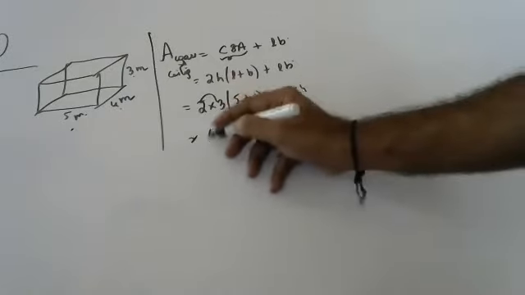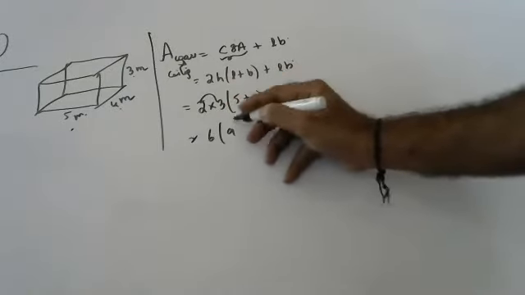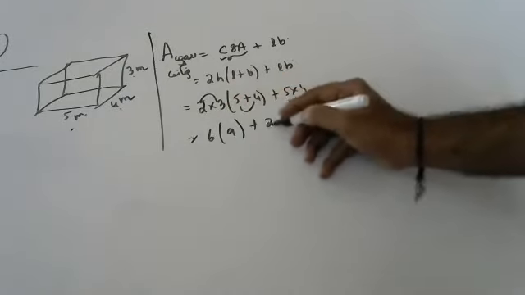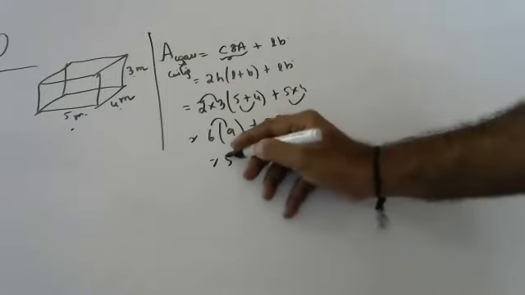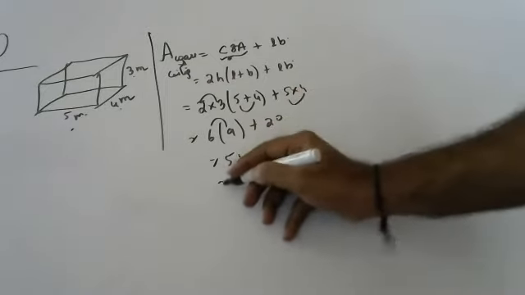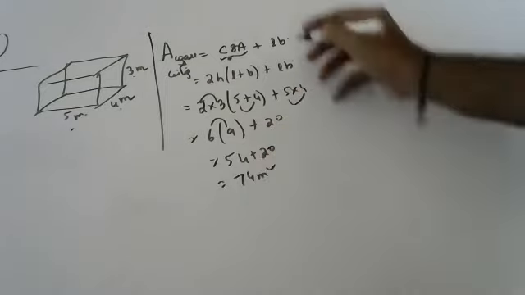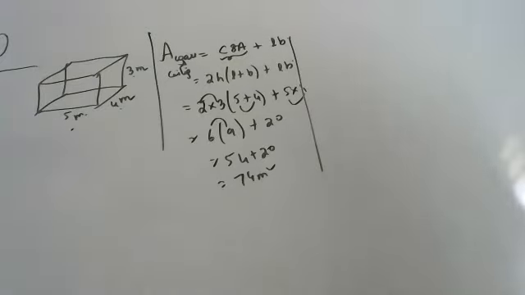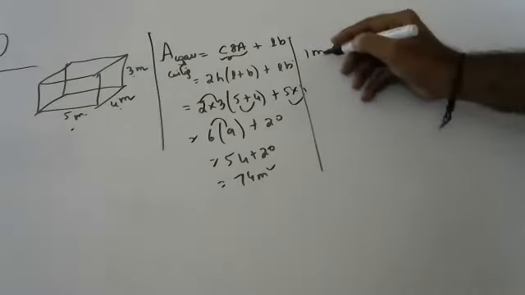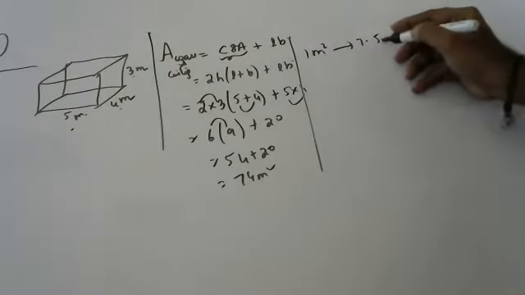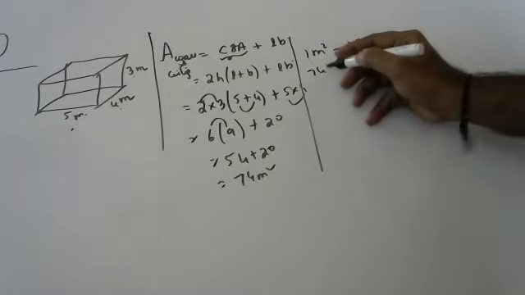2 threes are 6, 9 plus 4 into 5 is 20, 9 plus 20. Okay, tell. 9 sixes are 54 plus 20, how much? 74 meter square. And he's saying 1 meter square is 750 rupees. So for 74 meter square, how much?